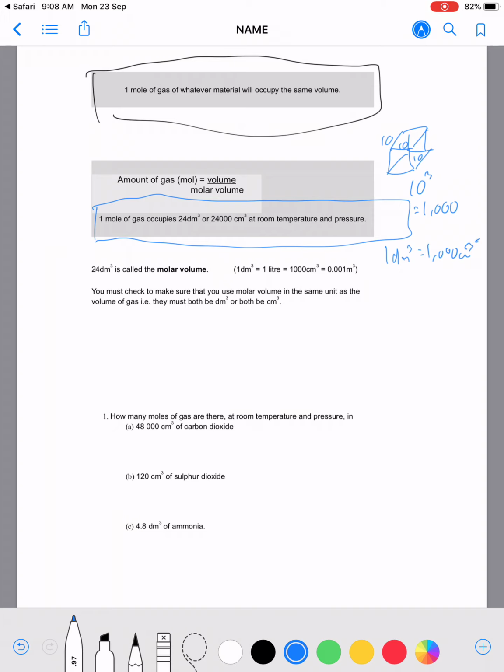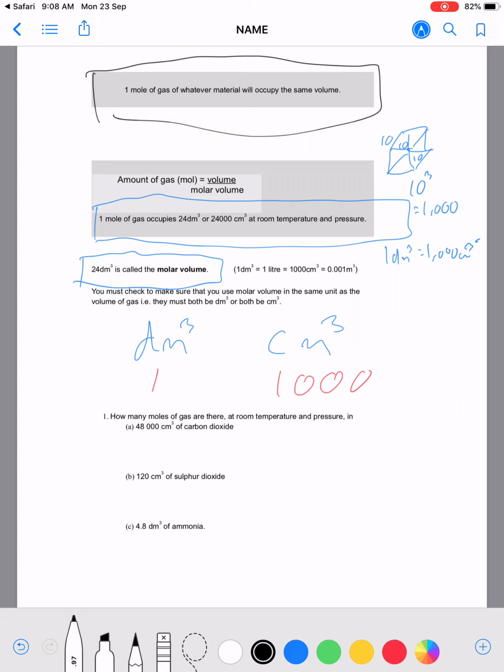Right, so remember 24 dm cubed, and we'll call that the molar volume. So you must check that you use molar volume in the same units as the volume of the gas. So if it's in dm cubed or cm cubed, it matters. Just remember 1 dm cubed is 1,000 cm cubed. Okay, let's have a look how this works.